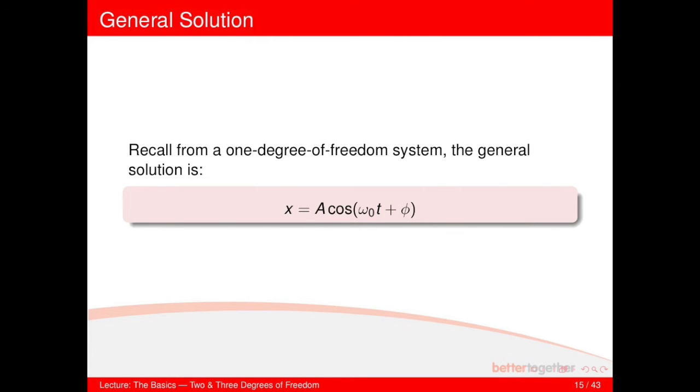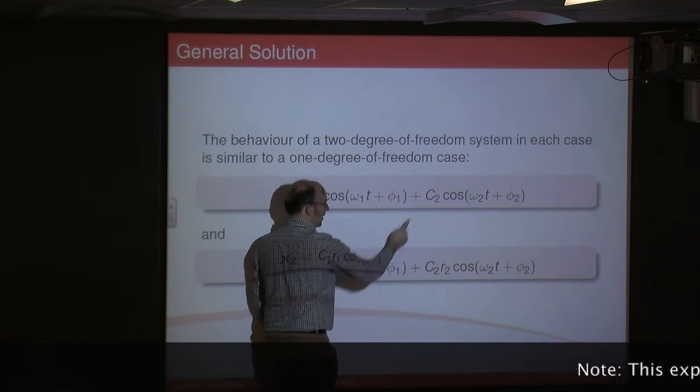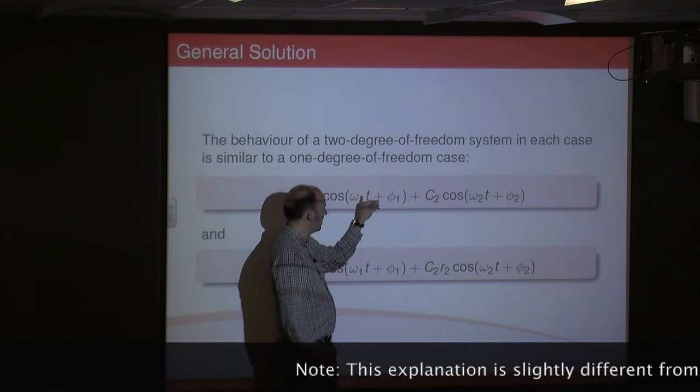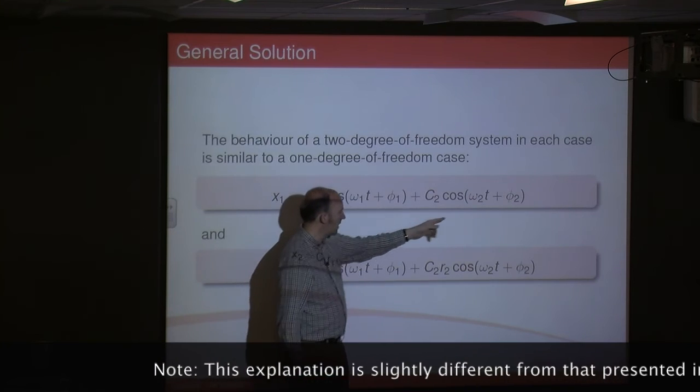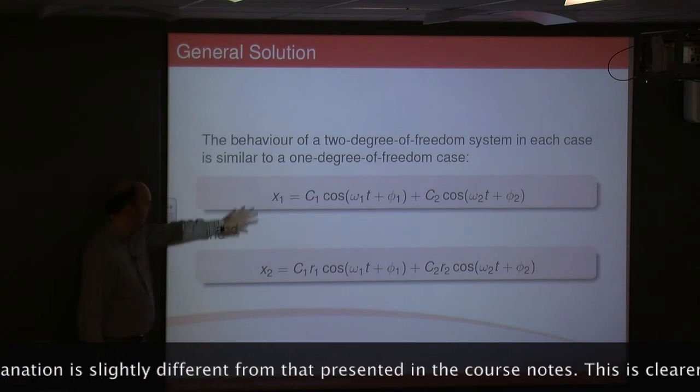Now for a 2 degree of freedom system, what happens with mass 1 will affect mass 2, and the same vice versa. And so x1 is going to be 2 sinusoids of certain amplitudes c1 and c2, at certain frequencies: omega 1, which is the frequency of the first, and omega 2, which is the second natural frequency. So that's x1.